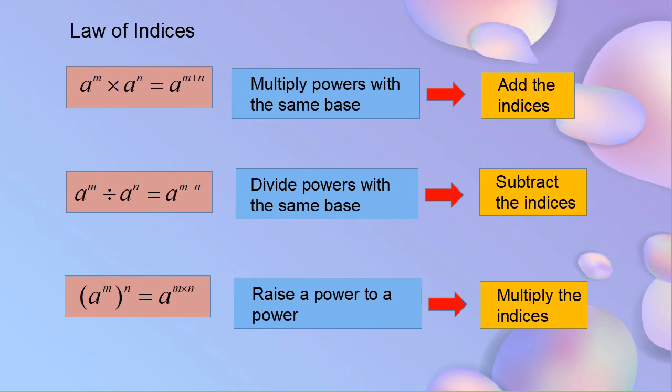Let's look at the sixth law. When we raise a power to a power, we need to multiply the indices. For example, a to the power of m raised to the power of n equals to a to the power of m multiply n.